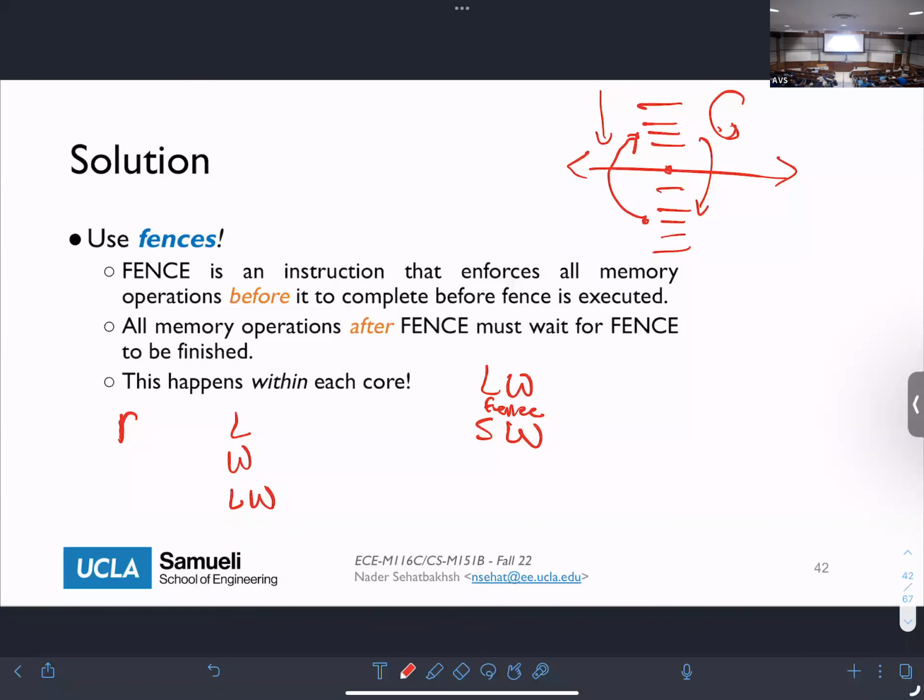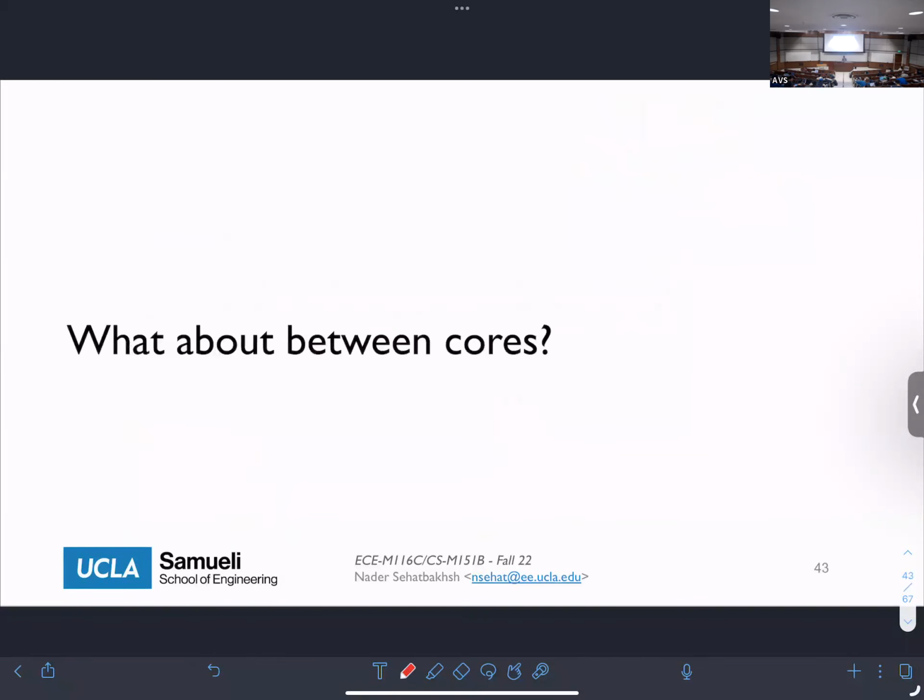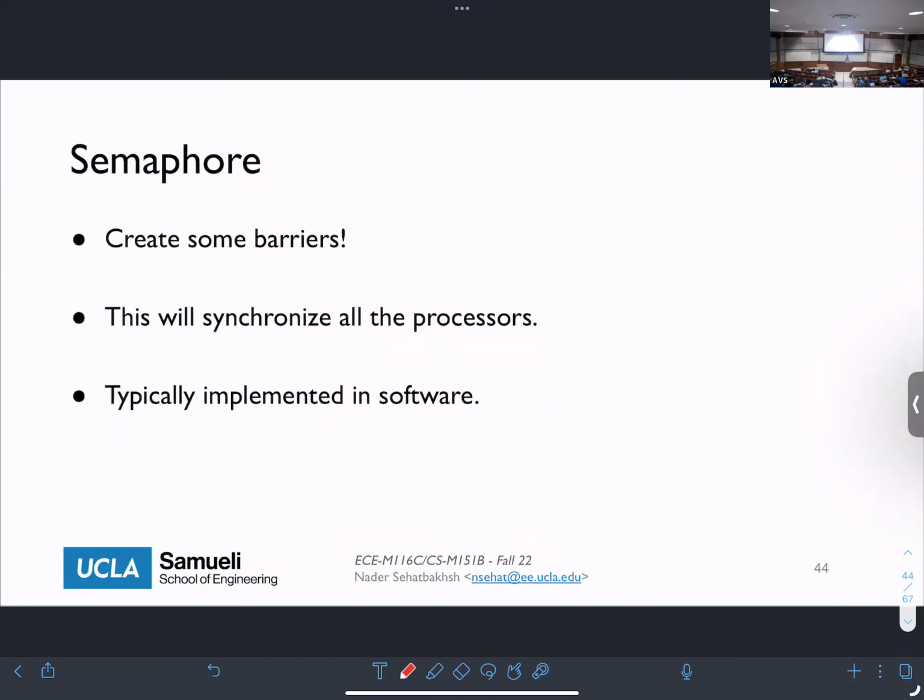So fences kind of fix this issue within the core. Whenever you are in doubt of what you can do to avoid reordering within your core, just use fences whenever it's necessary. Just add them at the binary level or at the program level, and you're good. Between the cores, fences wouldn't help. What will help is what we call a semaphore, or in other words, barriers.